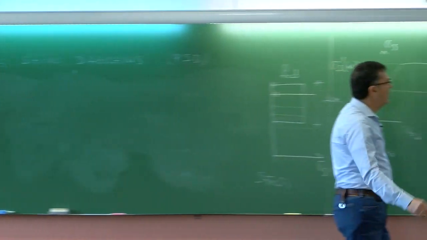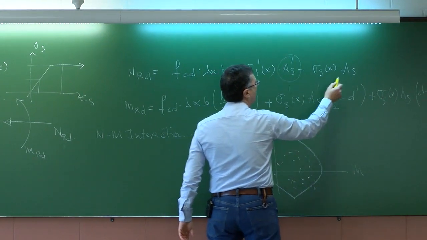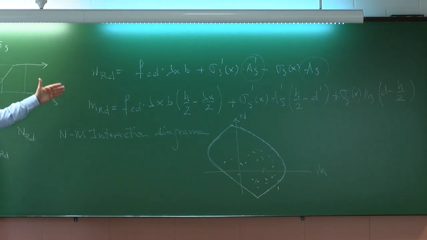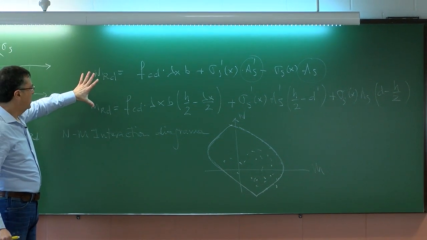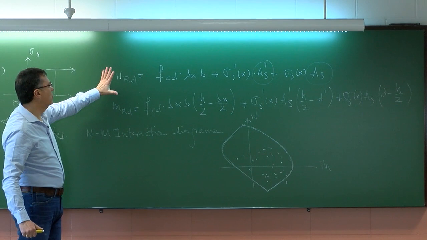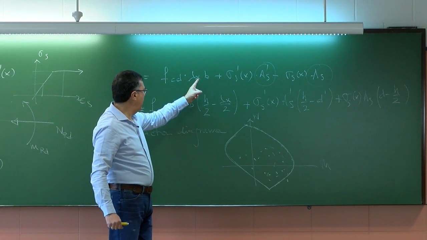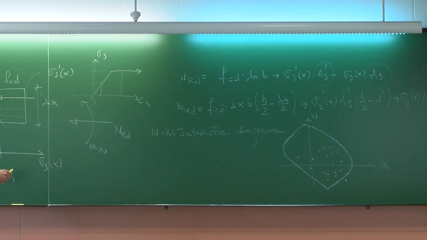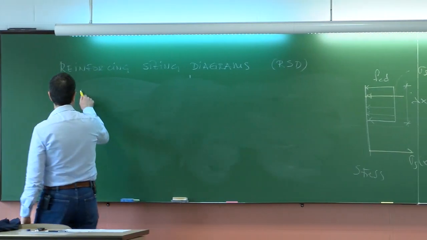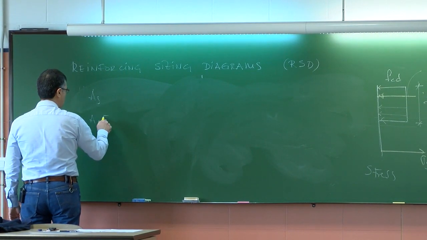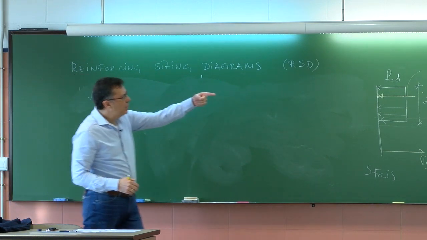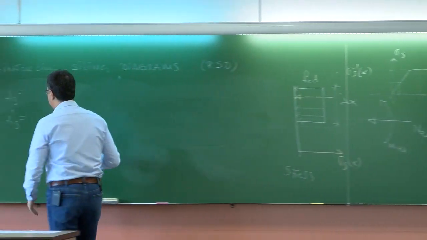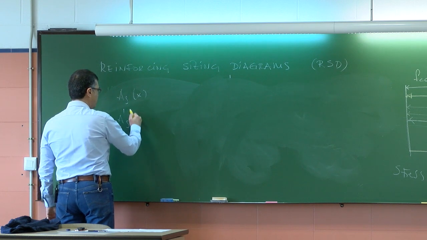Imagine that we don't know AS and AS prime. We don't know them. And imagine that N and M are given. So in these two equations, now we have three unknowns, which are x, AS prime, and AS. So we can solve for AS and AS prime. And we discover that once we solve for them, what we obtain are functions of x. So we can say that AS and AS prime are functions of x.